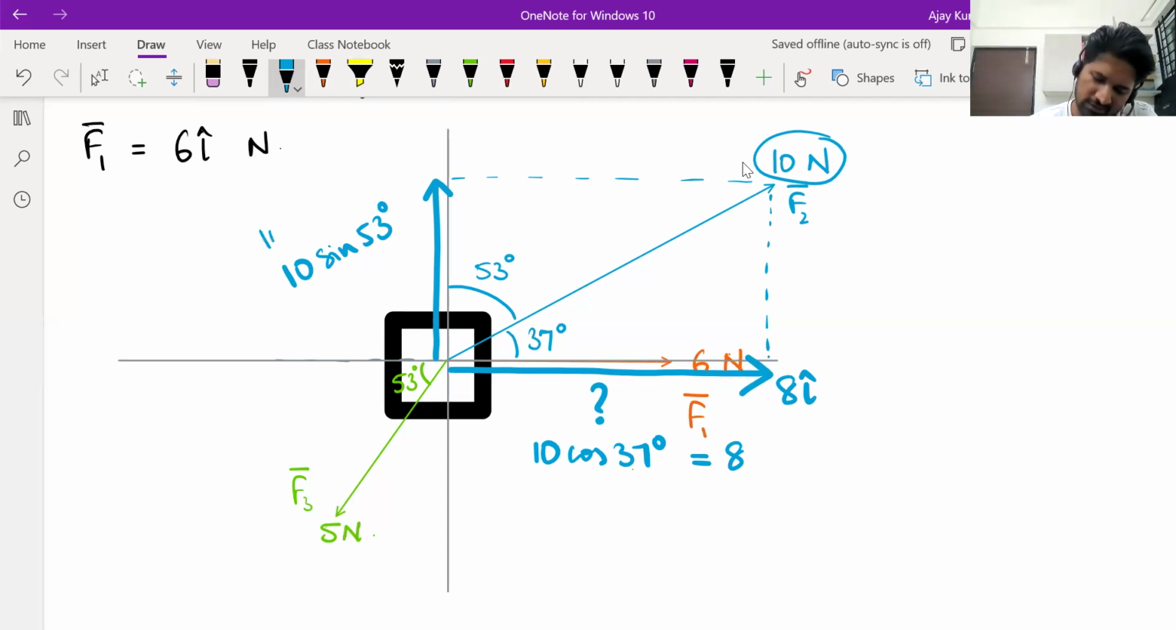No, you tell in terms of cos. So you are saying you should take cos 90 minus what?